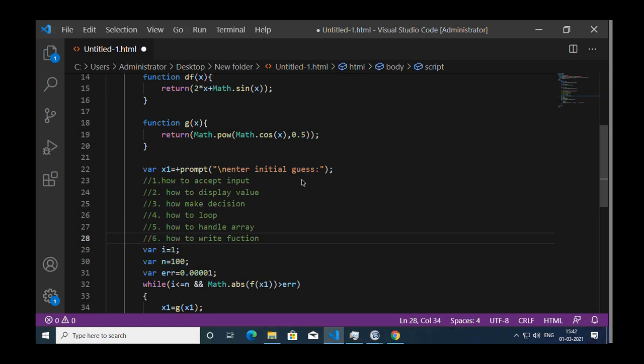So if you know all these things, I don't think it's a challenging job. To learn these 6 topics, it takes only 6 hours, not more than that. This is how we can go ahead. Is this clear to everyone?